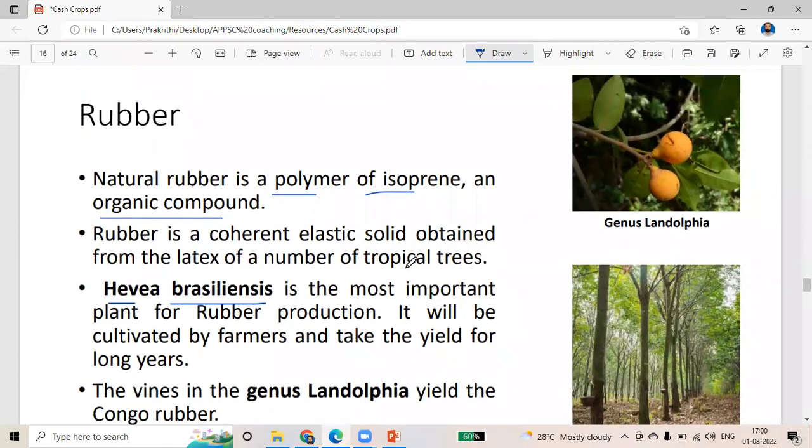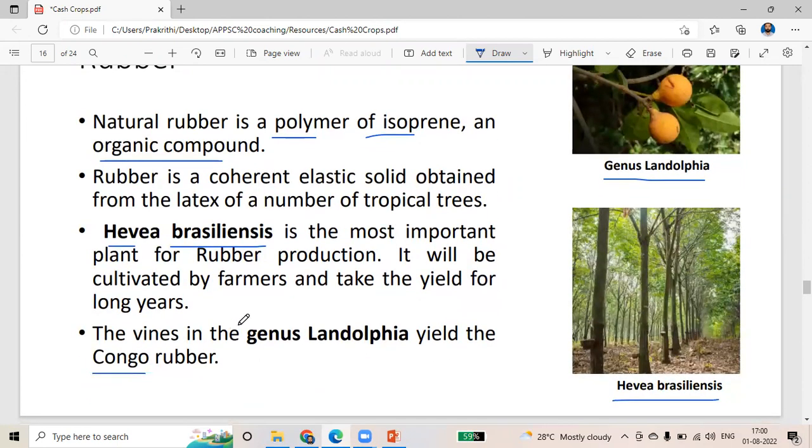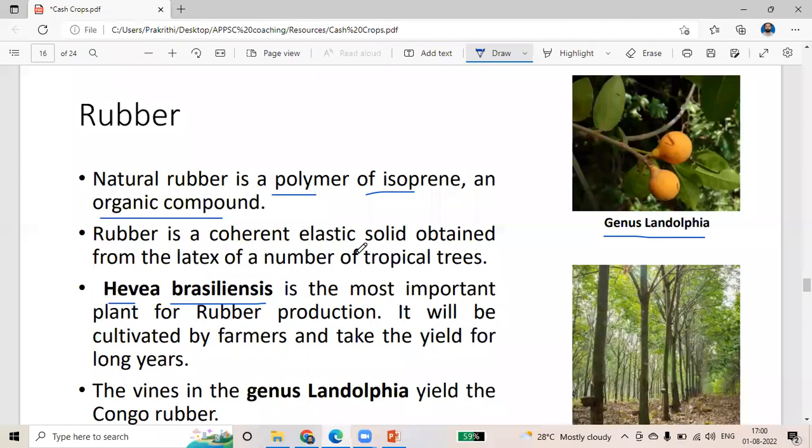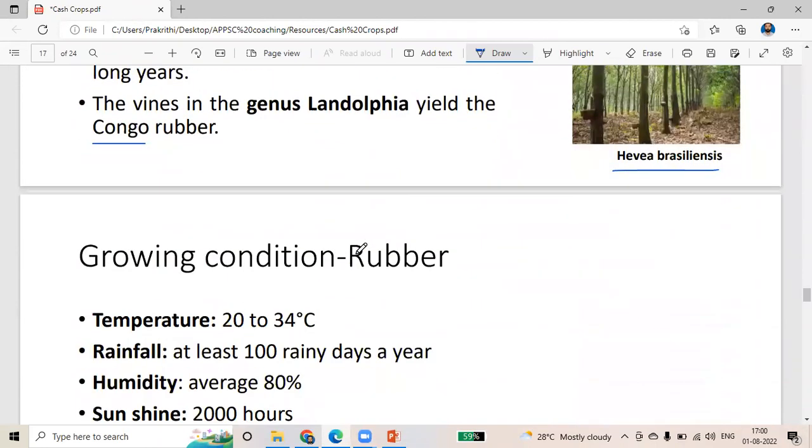And the other latex-producing plant is of genus Landolphia. We are producing rubber from it too, but not that much. It is a vine, and the maximum production is in Congo, so it is also known as Congo rubber. So this is natural rubber, and we are talking about natural rubber.